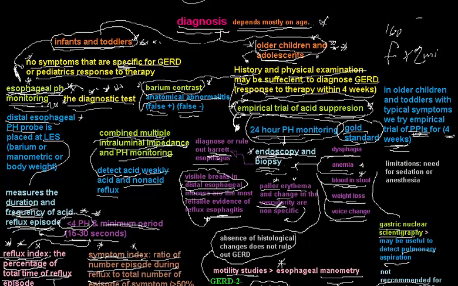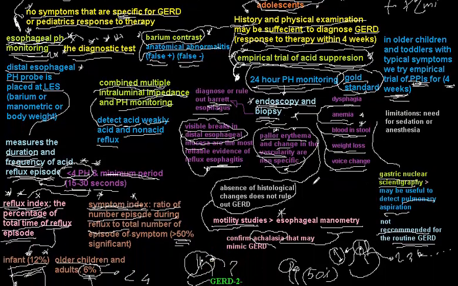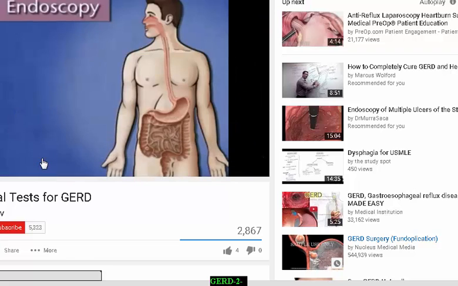Pallor, erythema, and change in the vascularity of the esophagus actually are not specific or sensitive things to observe for gastroesophageal reflux disease. If we have no histological changes in the biopsy of the endoscopic examination, we can't rule out gastroesophageal reflux disease, because we may have GERD without clear pathological changes. Now I want to show you how to diagnose GERD by endoscopy with this video.